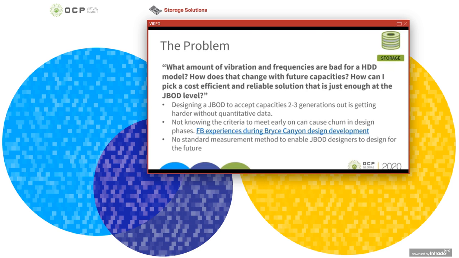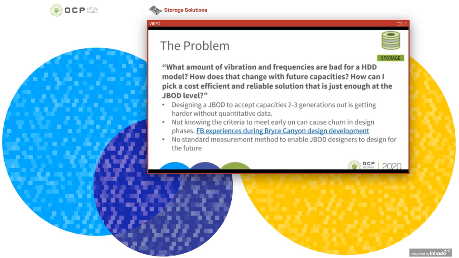But we'd also like to break it down as to various frequency components that are present in the vibration source. What is bad for an HDD model? What is bad for, in general, any HDD looking 3 to 4 generations out? If we know all of that, can we build a reliable and robust JBOD that can tackle any of these problems?